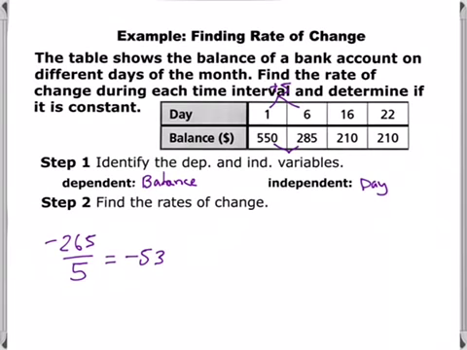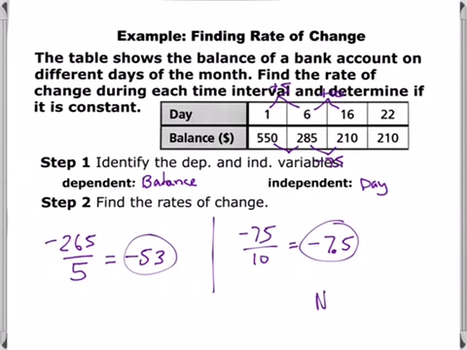And then we'll go to the next interval. From 6 to 16, they're adding 10. And then from 285 to 210, we are subtracting 75. So for this interval, we're looking at taking negative 75 over 10, which gives us a rate of change of minus 7.5. So they're losing $7.5 per day. These two values are not the same, so this is not constant.